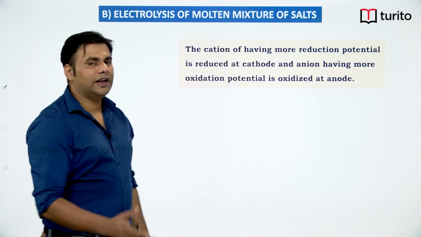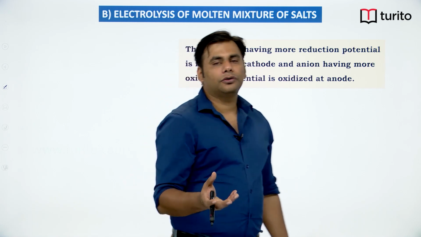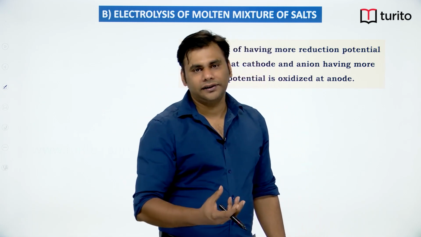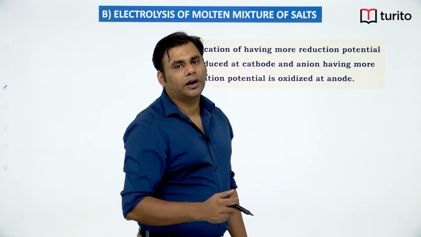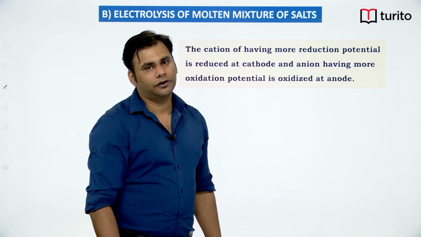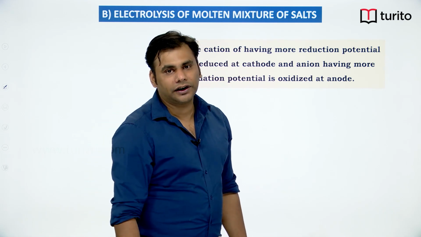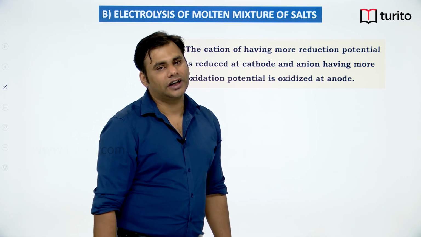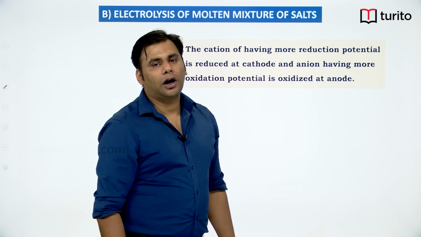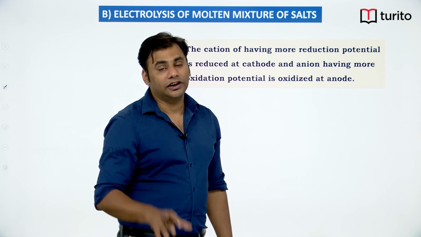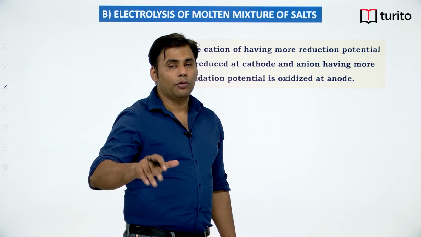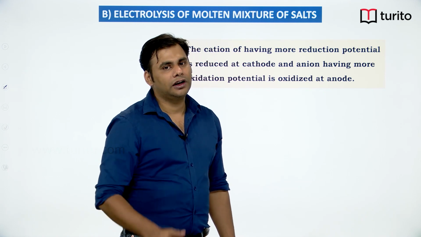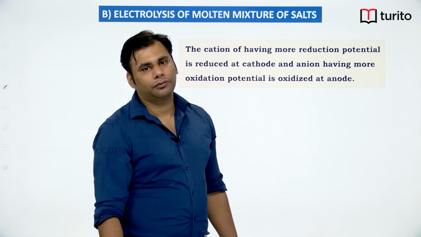Again we have two salts. They will dissociate and give two cations and two anions. Out of the two cations, that cation would be discharged first which has more positive reduction potential or less discharge potential. Similarly, out of the two anions, that anion would be discharged at the anode which has more positive oxidation potential or less discharge potential.